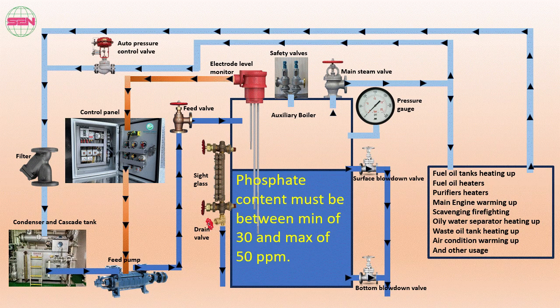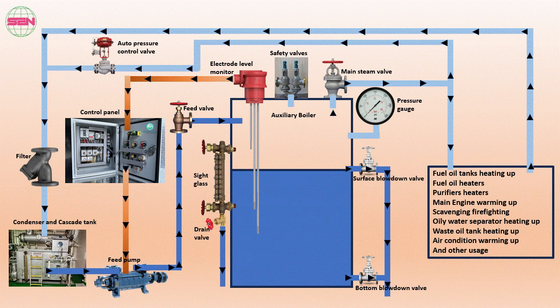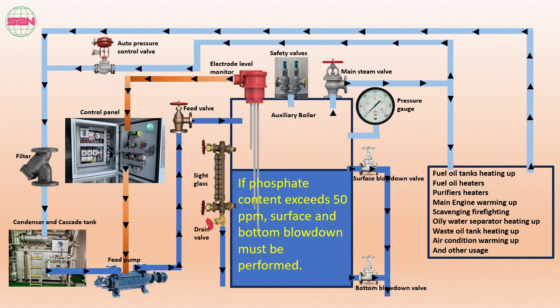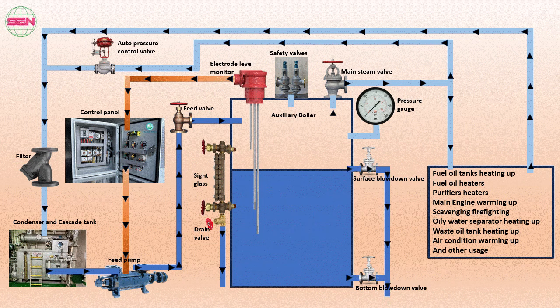To assess the level of scale formation, phosphate content must be controlled between a minimum of 30 ppm and a maximum of 50 ppm. If the phosphate level is below 30 ppm, chemical dosing is required. If it exceeds 50 ppm, surface and bottom blowdown must be performed.